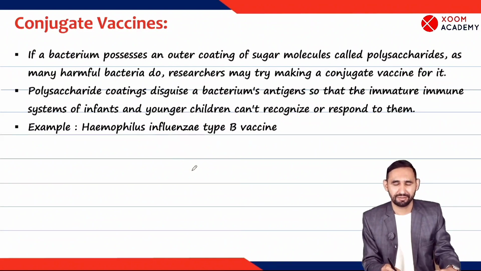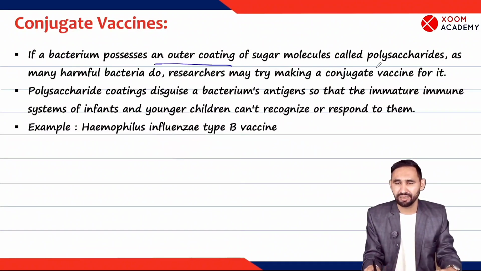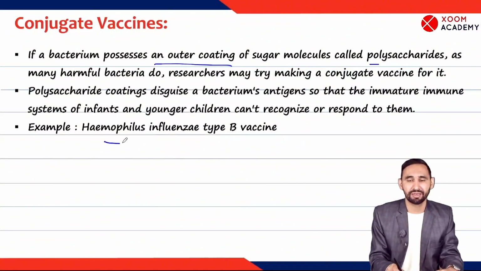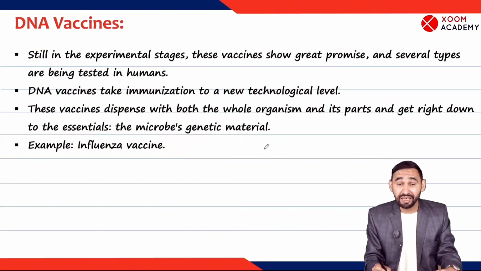Conjugate vaccine. If a bacterium possesses an outer coating of sugar like polysaccharides, then conjugate vaccines are given. You have to remember their example: Haemophilus influenzae type B vaccine. This is a conjugate vaccine. DNA vaccines are used, but they are still under trial.